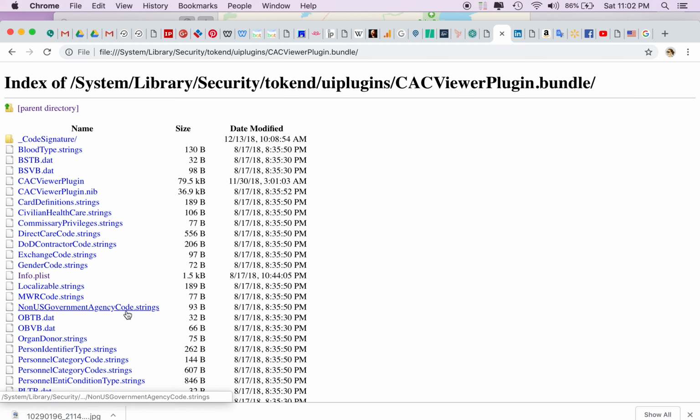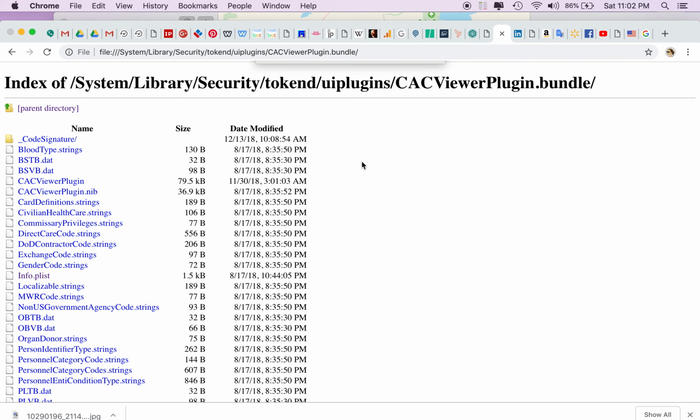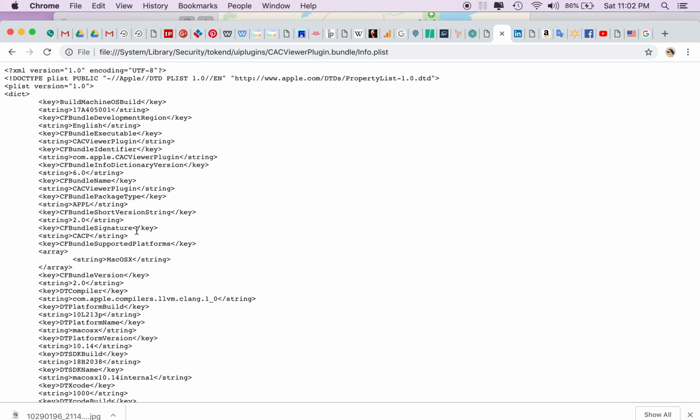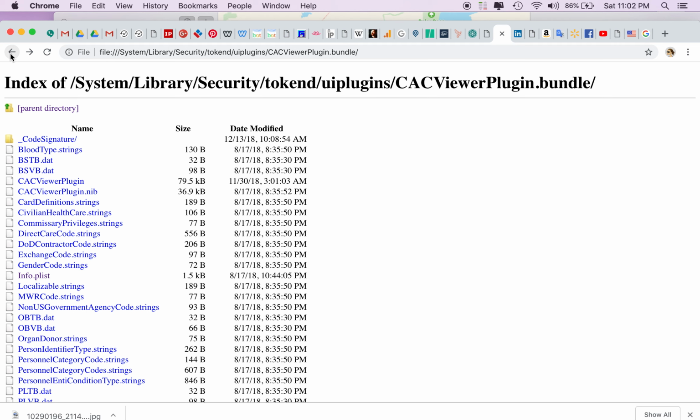So, yeah, I can't open any of them because it tells me that the strings file can't be opened because I don't have the right thing. Yeah, so let's open the P list and find out. Yeah, nothing really in the P list.